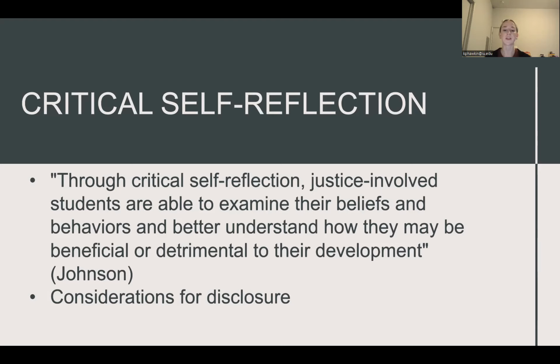However, it's important to understand the gravity of self-disclosure for many justice-involved students and to be aware of the traumatic nature of some justice-involved students' experiences with the carceral system. While instructors should seek to create opportunities for safe self-disclosure, justice-involved writers should never feel pressured to disclose their experiences with the carceral system to instructors or their classmates.